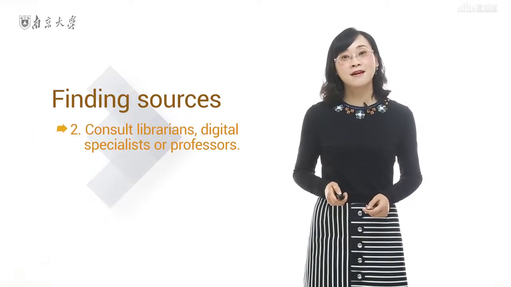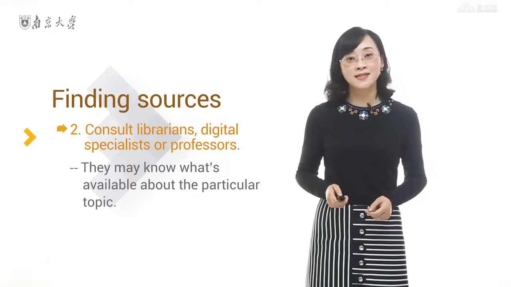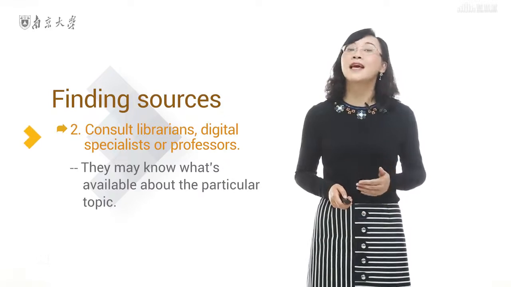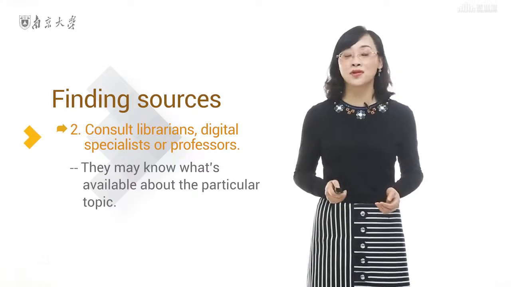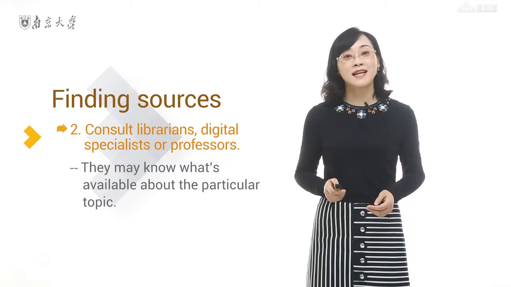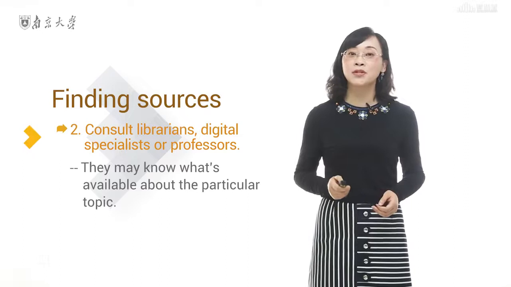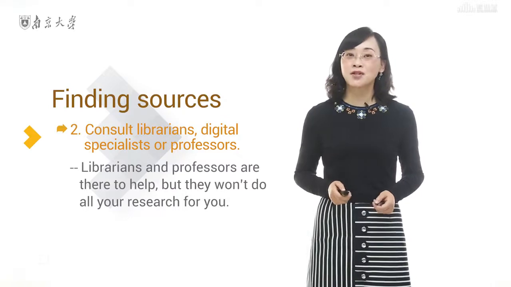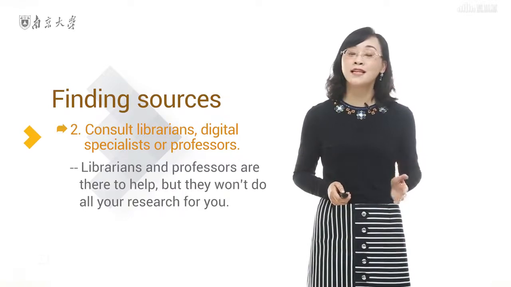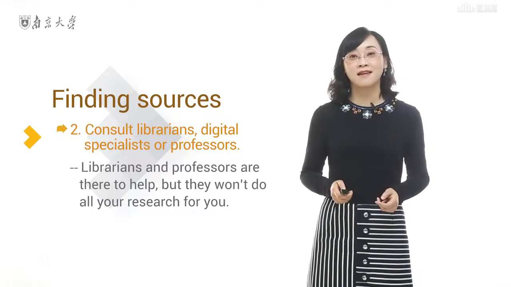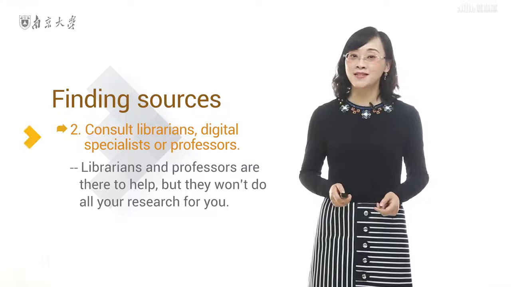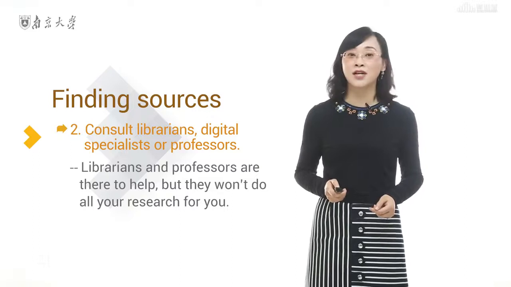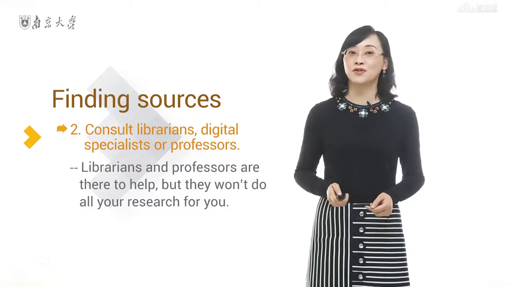Microsoft's tool works particularly well for technical papers in fields such as physics, mathematics, biology, and engineering. Step 2. You may consult librarians, digital media specialists, or your professors. Tell one of these people your research topic and ask them to point you towards useful sources. Chances are that they know more about what's available about your particular topic than you do. Some universities, for instance, have specialist librarians for topics like music, art, and humanities. When asking your librarians or professors, just be sure to be tactful. Librarians and professors are there to help, but they won't do all your research for you.